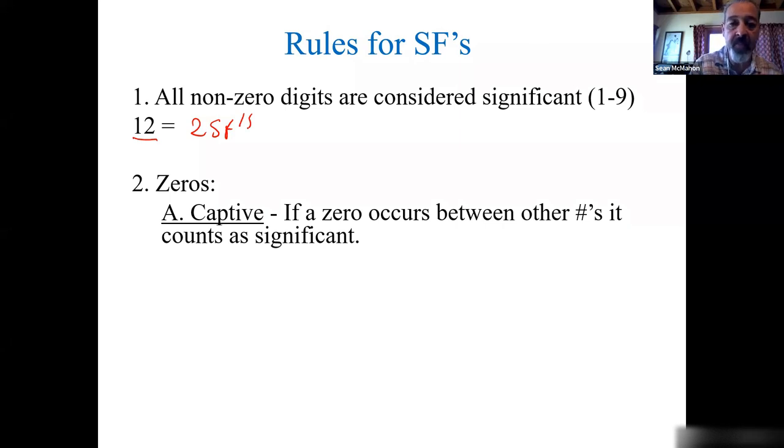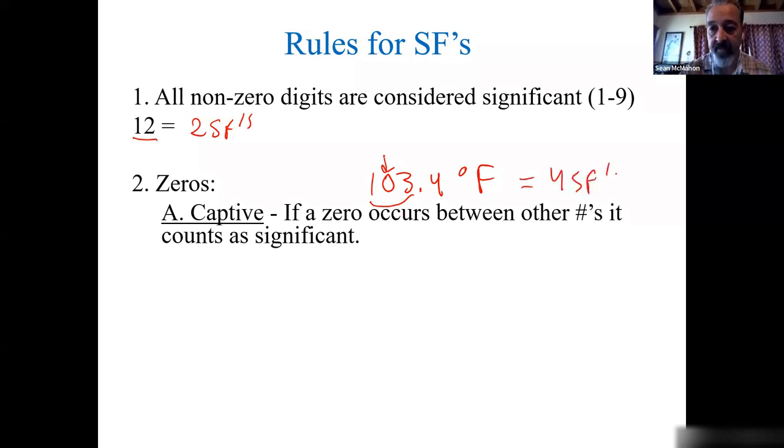So you may remember we wrote 103.4 degrees Fahrenheit. Remember when we used the thermometer? This 0 right here is captive. Why? It's held between the 1 and the 3. So it's between 2 non-zero digits. So it always counts. And you might remember we said that this was 4 sig figs.